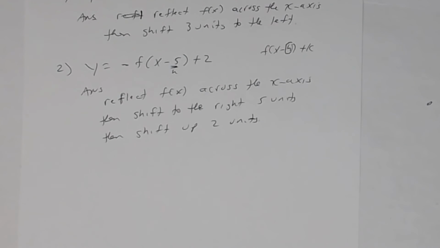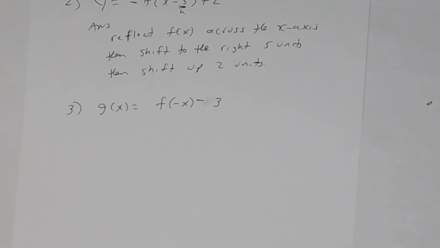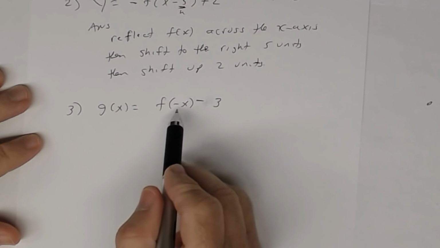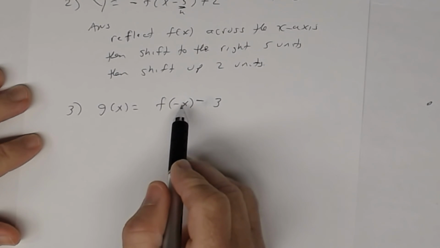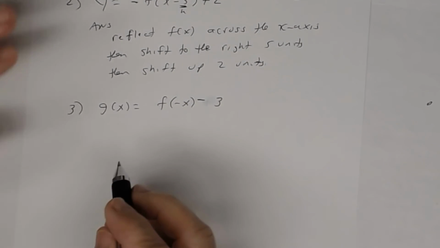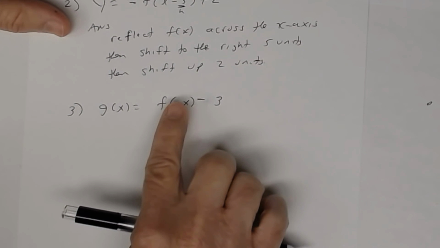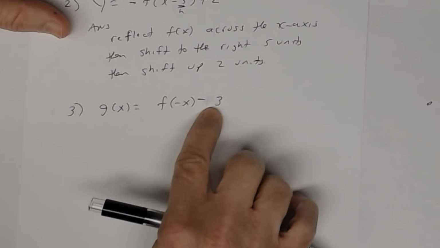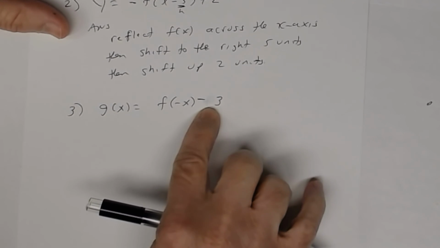Okay? Let's look at number 3. All right, so g of x equals f of negative x minus 3. Okay? So remember, notice that you see a negative x. So it's not on the outside, it's on the inside. So remember that's a reflection about the y-axis. That's that horizontal reflection. All right, so there are two transformations occurring. You have your horizontal reflection, and you have your vertical shift, your vertical translation.